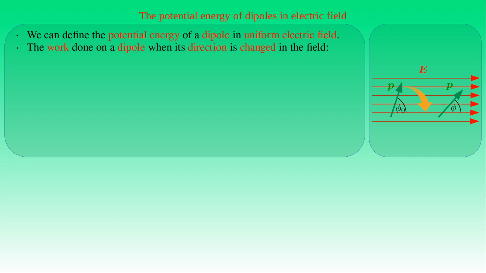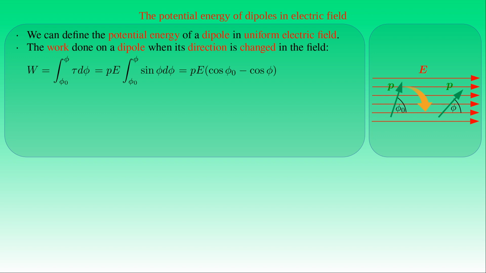We can compute the work W by integrating the magnitude of the torque tau acting on the dipole with respect to the angle from phi null to phi. Since the torque tau is given by the cross product of the dipole moment and the electric field strength, we have p times E times the integral of sine phi with respect to phi from phi null to phi. By performing the integration, we obtain p times E times the difference of cosine phi null and cosine phi.